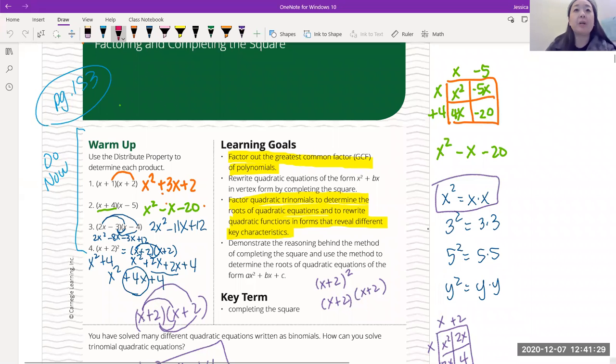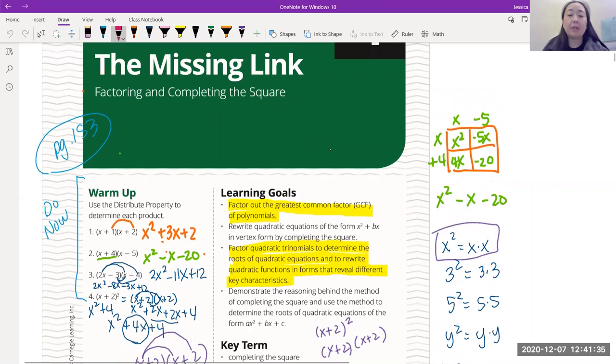Hi everyone. So we are going to be not finishing it up, but we'll do the second part of the missing link, and then we're going to finish up the little last bit tomorrow in the next lesson. And for today's, what is it called?